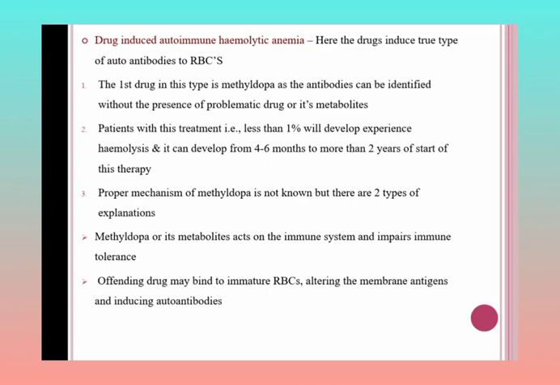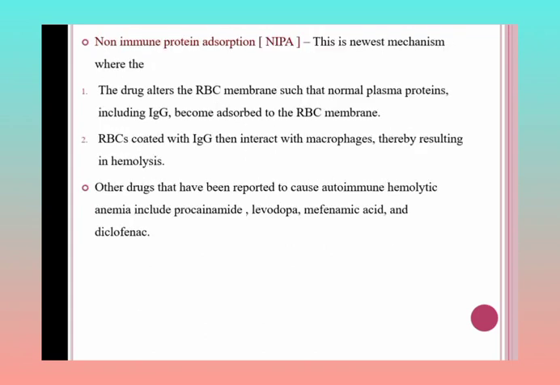So this is the mechanism involved in drug-induced autoimmune hemolytic anemia. Now coming to non-immune protein adsorption. This is another mechanism, and it is the newest mechanism also. In this, the drug will alter the RBC membrane, so normal plasma proteins, including immunoglobulin G, get adsorbed to the RBC membrane, meaning they bind to it. Then the RBCs coated with immunoglobulin G interact with macrophages, resulting in hemolysis, that is, cell destruction.